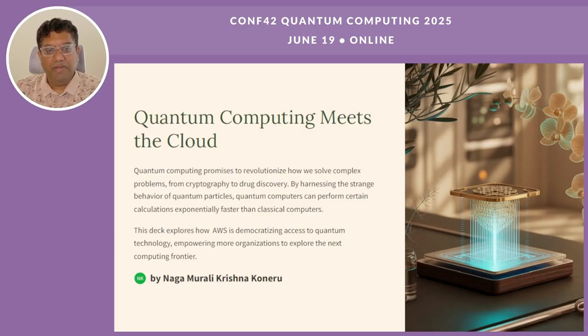Quantum computing promises to revolutionize how we solve complex problems from cryptography to drug discovery by harnessing the strange behavior of quantum particles. Quantum computers can perform certain calculations exponentially faster than classical computers. This presentation explores how AWS is democratizing access to quantum technology, empowering more nations to explore the next computing frontier.